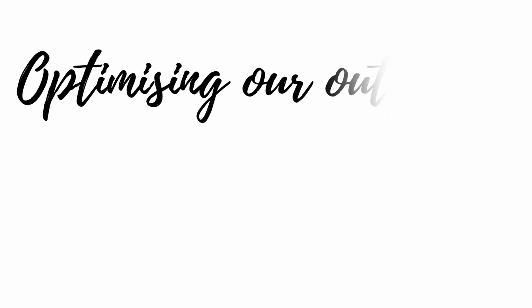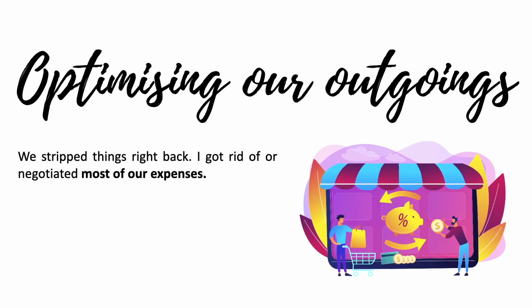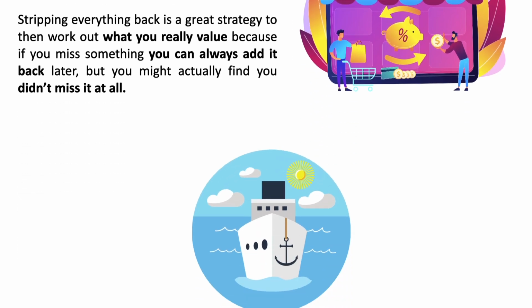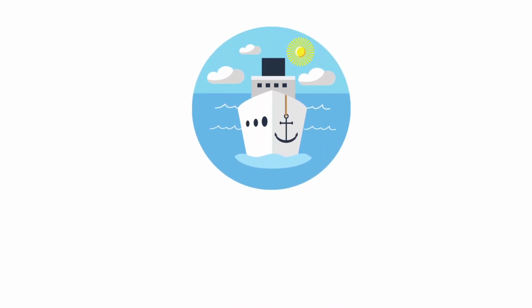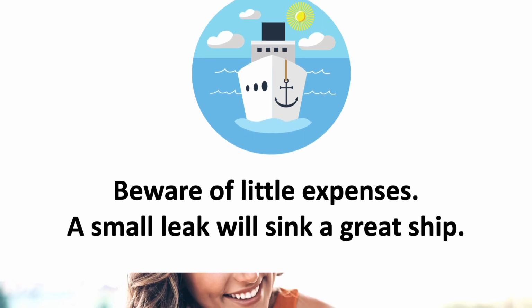We optimized our outgoings. We stripped things right back. I got rid of or negotiated most of our expenses. Stripping everything back is a great strategy to work out what you really value, because if you miss something, you can always add it back later. But you might actually find that you didn't miss it at all. Benjamin Franklin famously said, "Beware of little expenses. A small leak will sink a great ship."